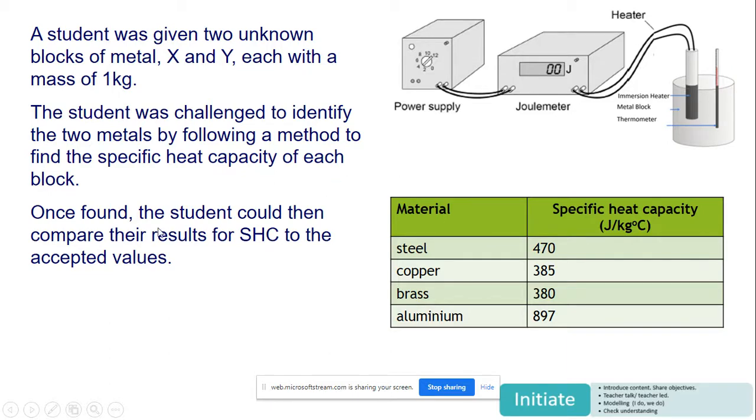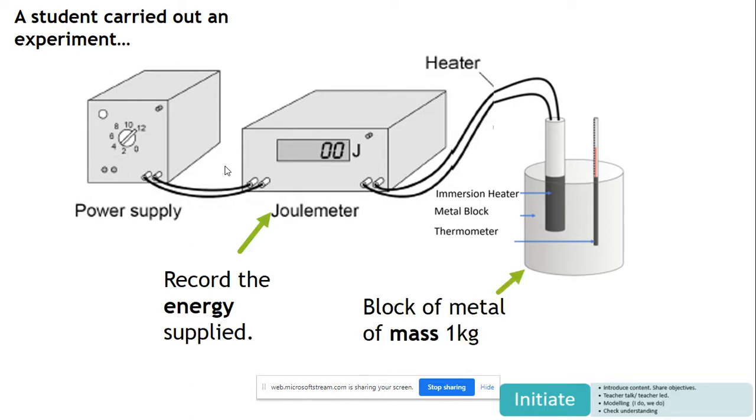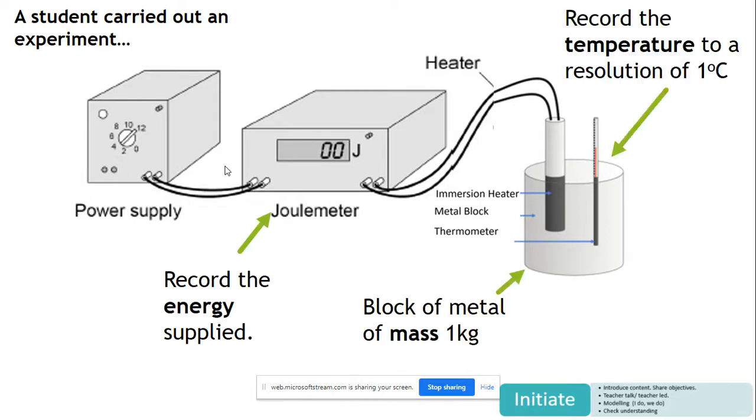Okay, so the student's done the experiment. They've carried it all out. There's a bigger picture of it. They've recorded the energy. They know that the mass of the block is 1 kilogram. And here we go. They've recorded the temperature to a resolution of 1 degree. That means that their scale on here is to only 1 degree. That's what we mean by resolution.